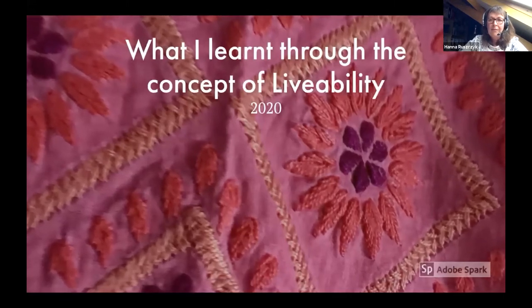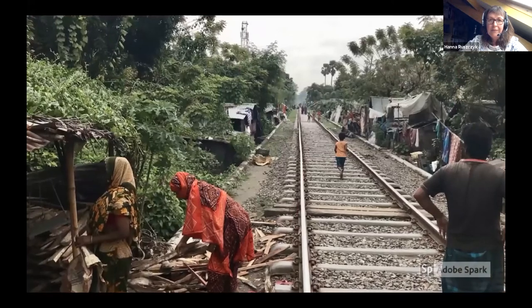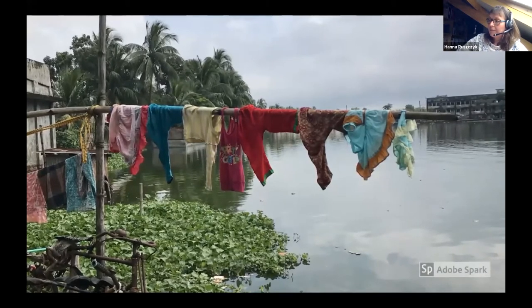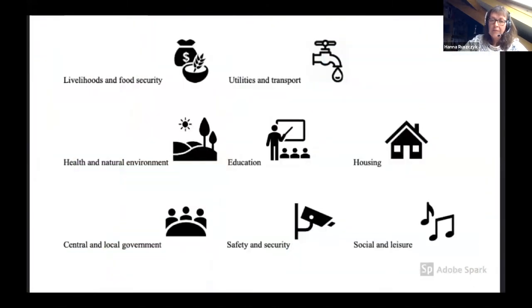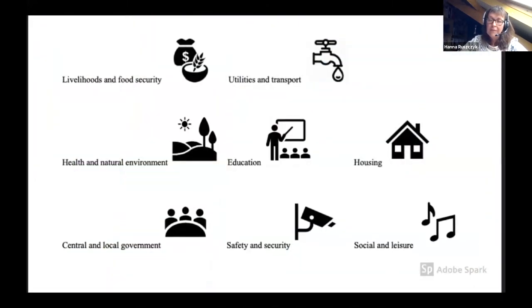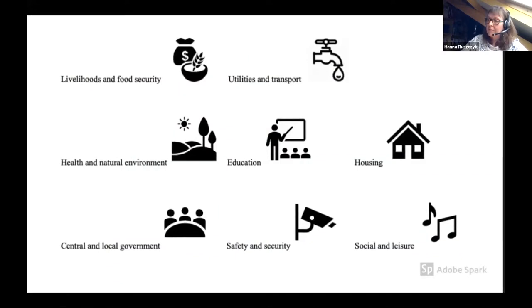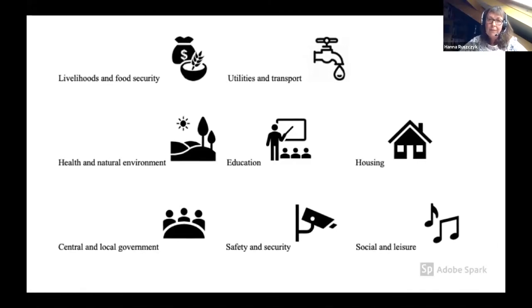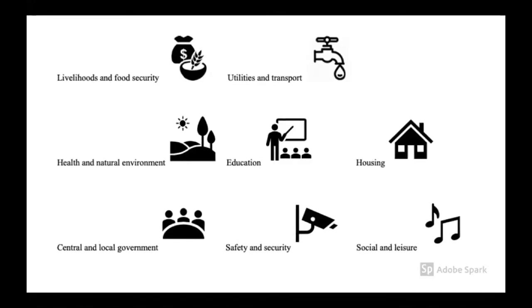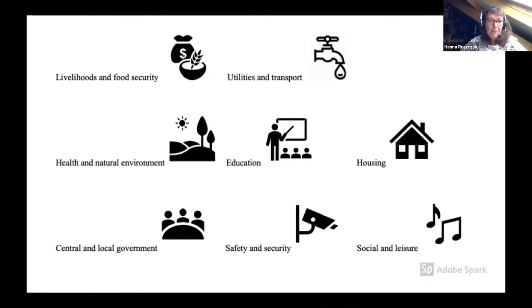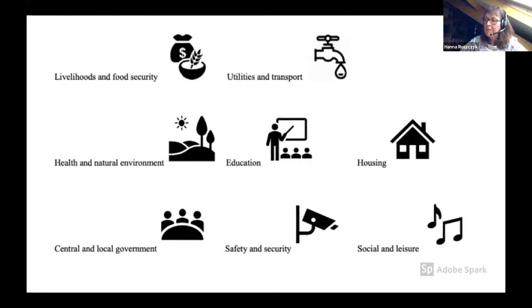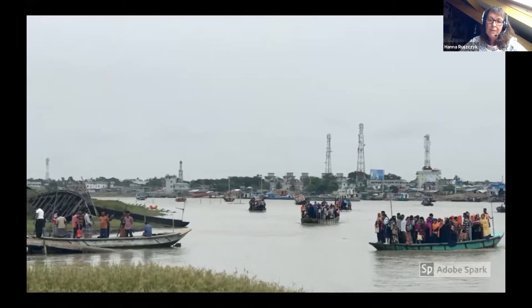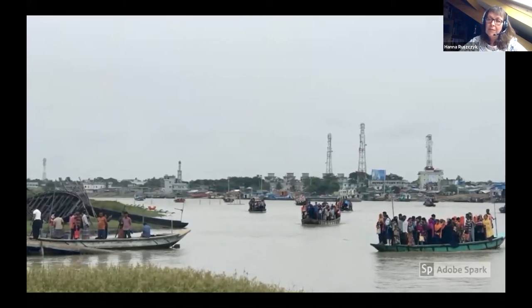What I learned through the concept of livability. When I first thought about the concept of livability, I thought it might be a way to hear people's views about the cities they live in. Based on the academic literature I read, I had thought livability would be comprised of peers, livelihoods and food security, utilities and transport, health and natural environment, education, housing, central and local government, safety and security, and lastly, social and leisure aspects of life. So I developed a project titled The Livable Regional Cities in Bangladesh with two colleagues, one from South Africa and one from Bangladesh.